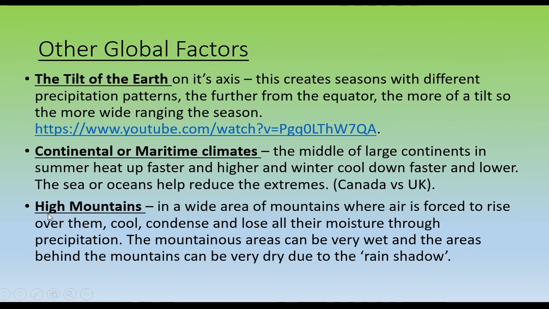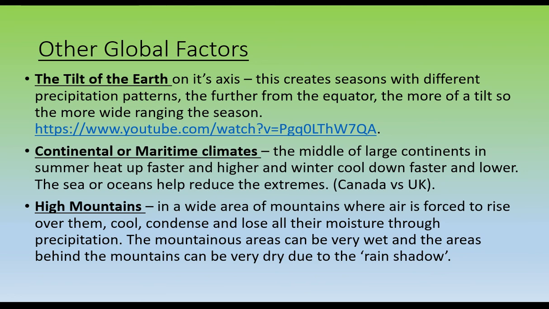And another global factor is where you're an area of high mountains, like the Andes mountain range or the Himalayas. Air is forced to rise above those mountains, cools, condenses, and it forms rainfall. So mountainous areas can be incredibly wet areas, but behind the mountain, where the rainfall has already run out, it can be very dry and you can get desert areas. So the Andes mountain range on the west side is generally a lot wetter than on the east side, which has one of the driest deserts in the world, the Atacama Desert.